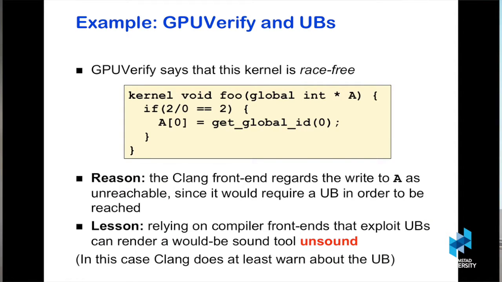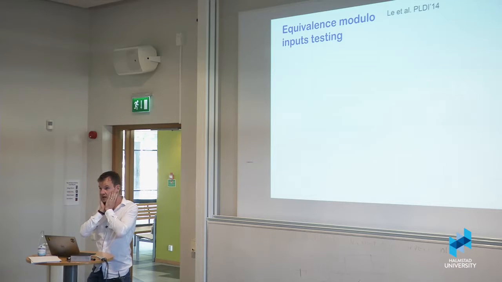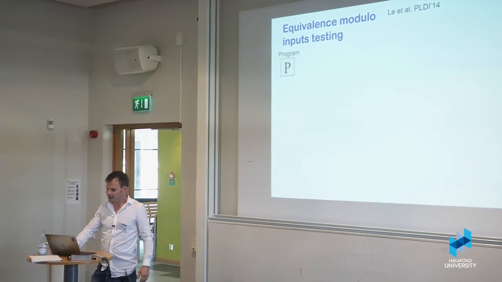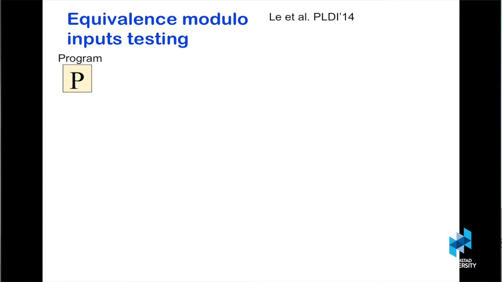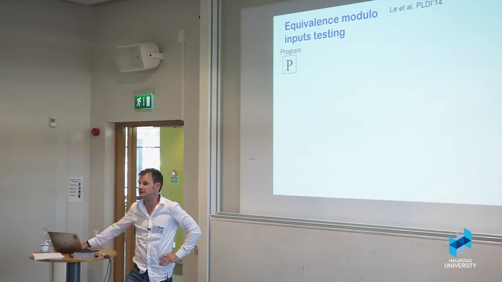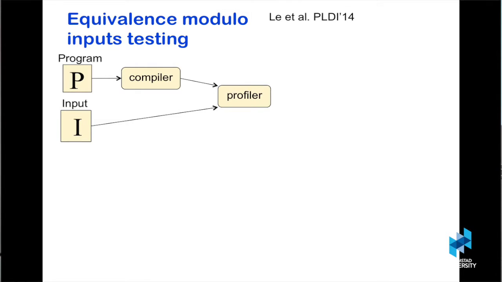Okay, so the next technique I want to tell you about is a really clever technique that was published at PLDI 2014 by Wu Li et al. And this is called equivalence modular inputs testing. So the idea here is, let's say we've got a program P, and let's assume that P is well-defined and deterministic. And what we do is we then compile P, and we also run the compiled code through a profiler with respect to a given input I.